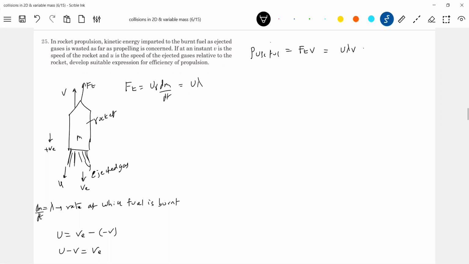Now come for this one. What is this gas? The ejected gas will have some momentum, will also have kinetic energy. So what is the kinetic energy of ejected gas? Kinetic energy of ejected gas, this should be equal to K equal to mass of ejected gas by speed of ejected gas, VE, that we have calculated. So this should be equal to ME U minus V whole square by 2.